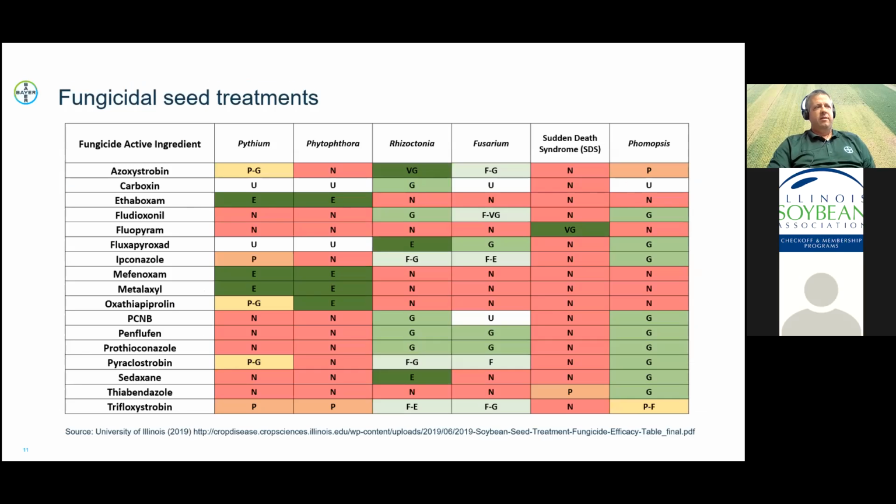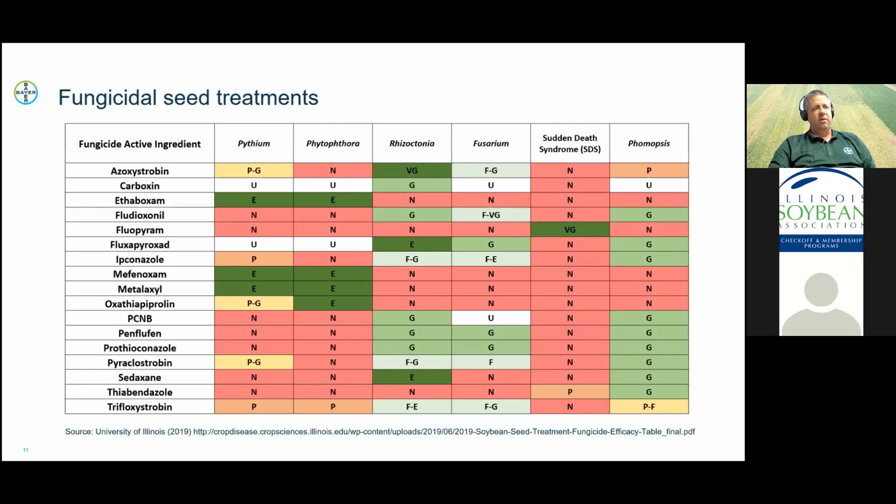So there are all kinds of active ingredients that are put into fungicidal seed treatments. And this is a table from the University of Illinois. This is from a couple years ago, just showing the various chemicals and the effectiveness of their control of certain diseases. And so you can see they don't all have the same control of all the diseases.